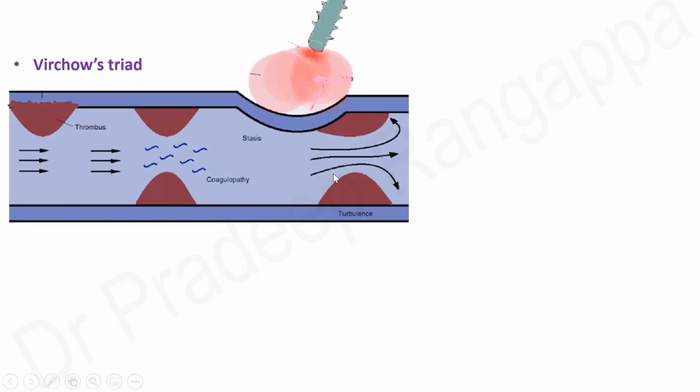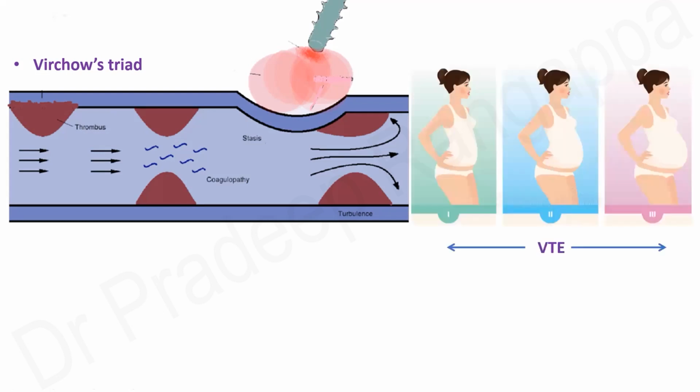where there is a stasis of the blood or a thrombus formation which acts as a nidus, and coagulopathy. All these three put together will constitute a conundrum to create a risk for venous thromboembolism. And when we look at pregnancy, venous thromboembolism risk occurs from first trimester to the third trimester. The risk does remain for someone to develop venous thromboembolism.